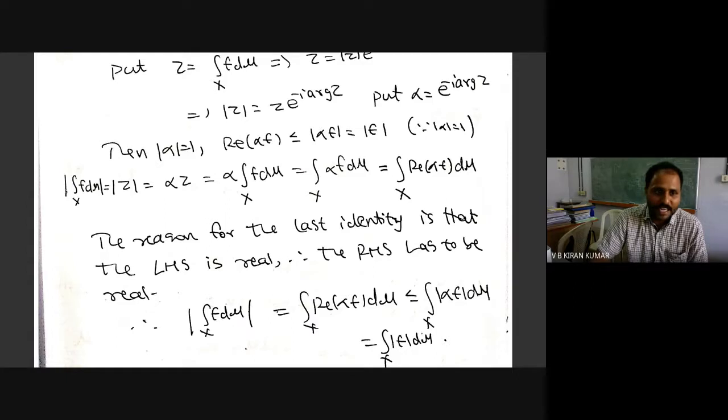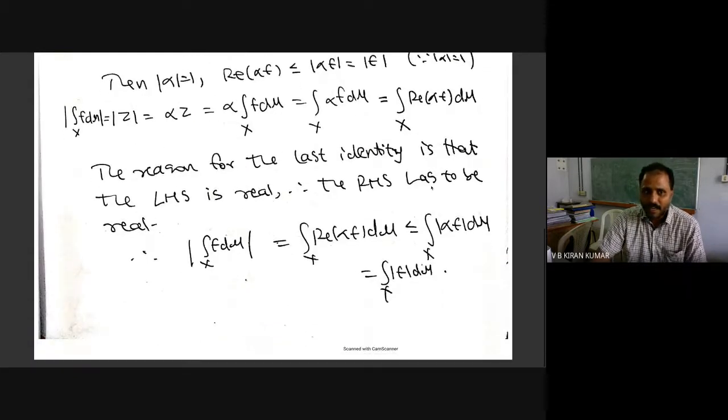And remember that the left hand side is a non-negative quantity. Therefore, the right hand side also should be non-negative. Therefore, this integral coincides with the integral of its real part, because all the things are real only. So here you have the real part of alpha f, and this is equal to the integral of the real part of alpha f. Now the real part of alpha f is bounded by the absolute value of alpha f. So we have this inequality, because f less than or equal to g implies integral f less than or equal to integral g. This is something we observed here last week. So now here the absolute value of alpha is 1. Therefore this is equal to this. So we get this inequality.